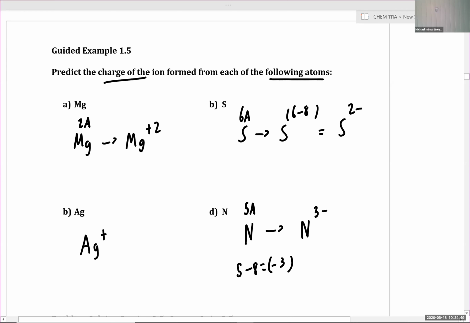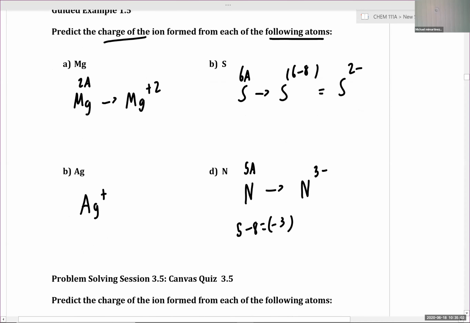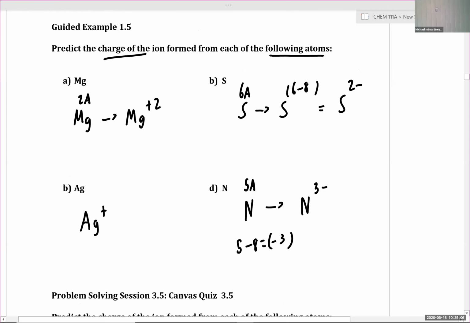Do these examples make sense to everyone so far? If everyone's comfortable with these examples, okay, I'll give everyone a moment to continue writing.